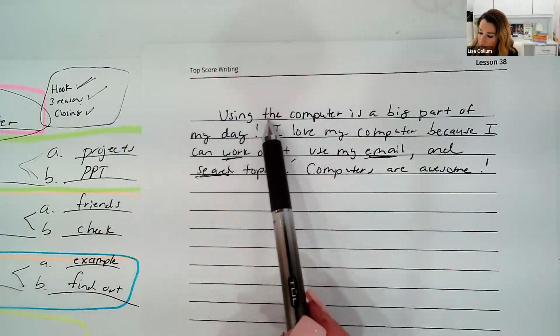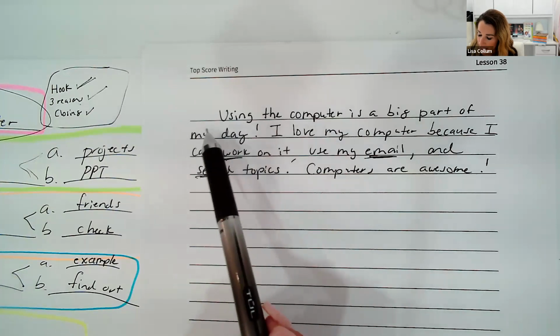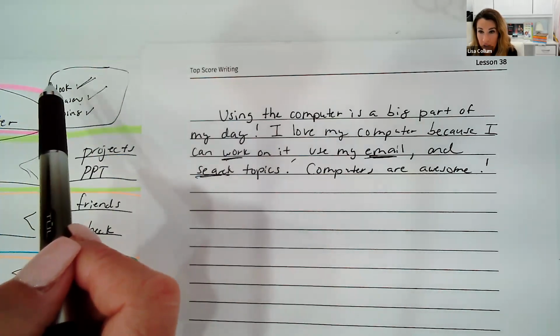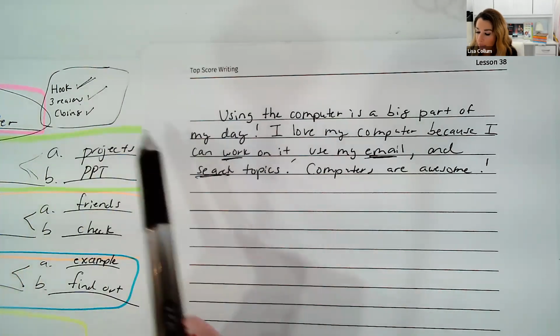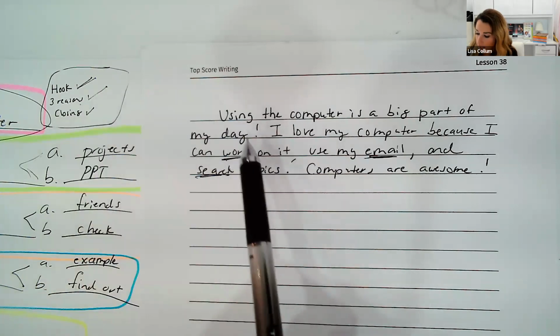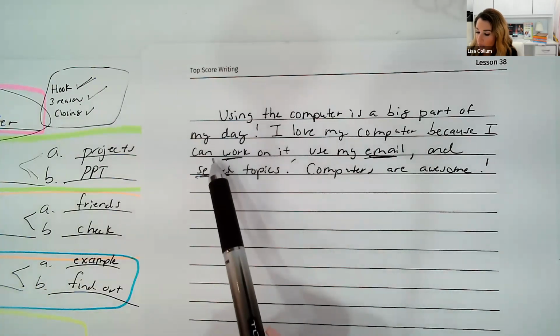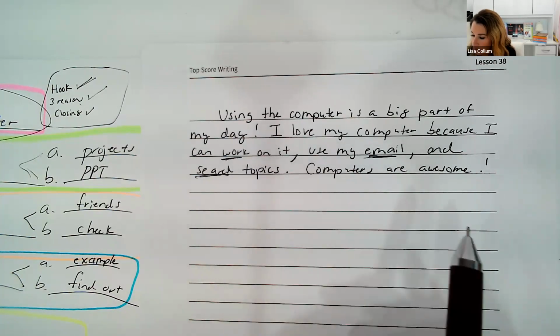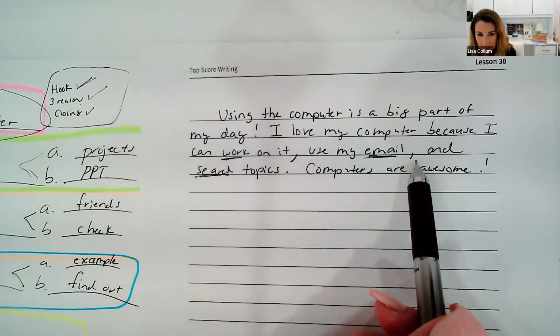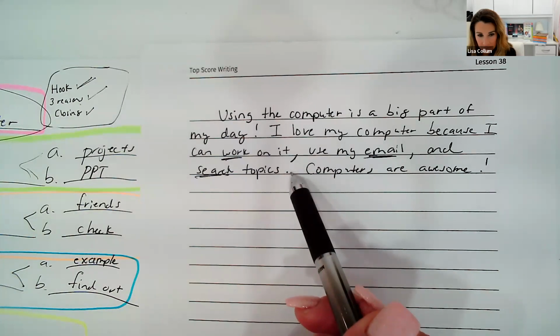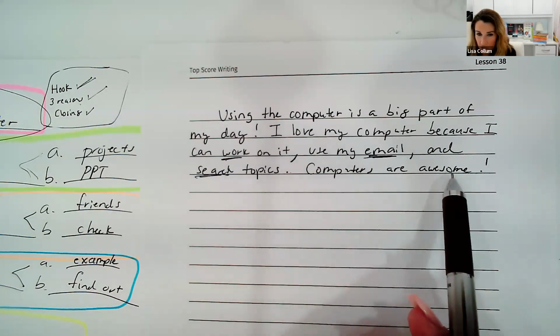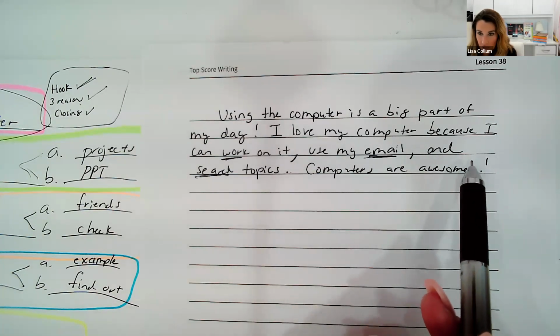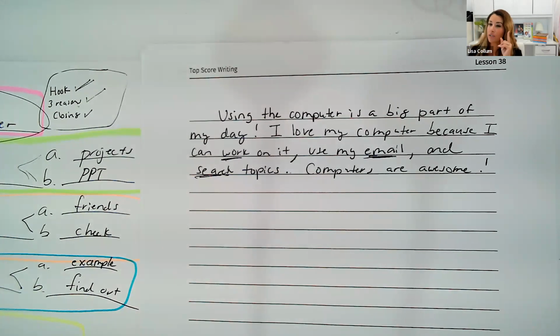Okay, so I said using the computer is a big part of my day. That's my hook. Then I put my 3 reasons in a sentence. I love my computer because I can work on it, comma, use, and that comma should be like that. Use my email, comma, and search topics, period. Then my closing: computers are awesome. Okay, I wrote my introduction. Now it's your turn to write your introduction.